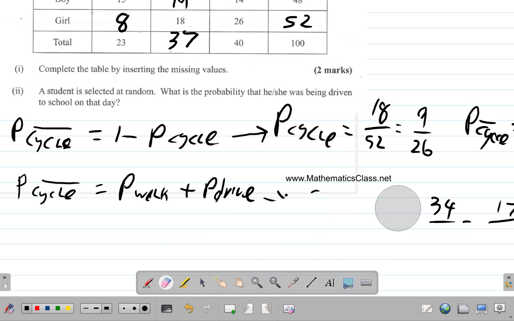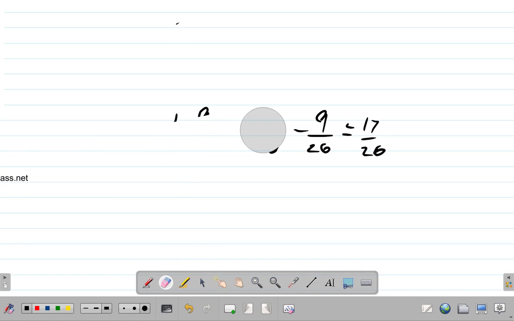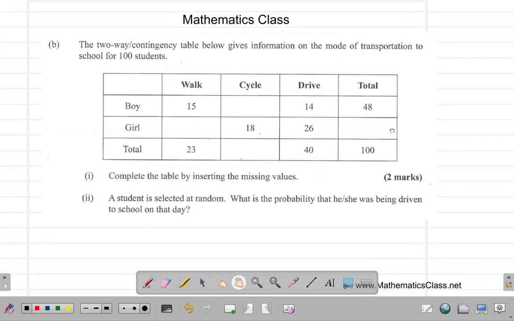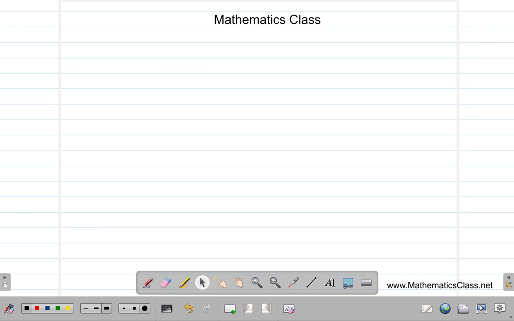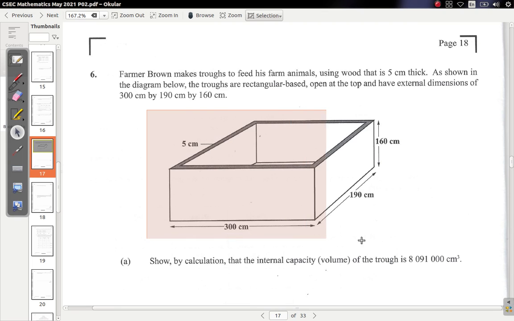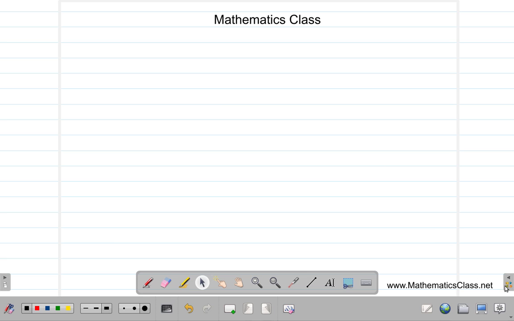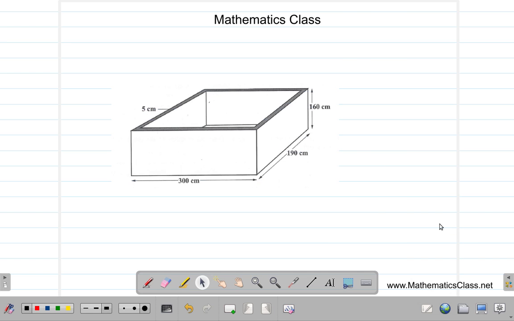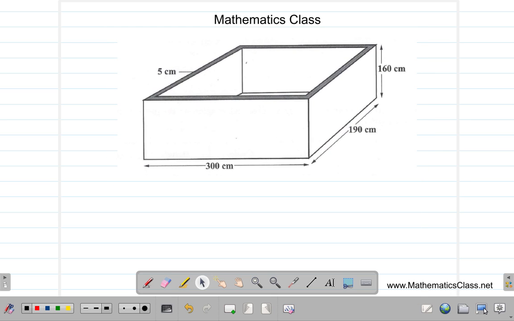Let me clean up over here because I still have some work from before, so let me erase some. Let me see now. Alright, look good. Let me just copy the trough and put it over here. Alright, so this is the trough.